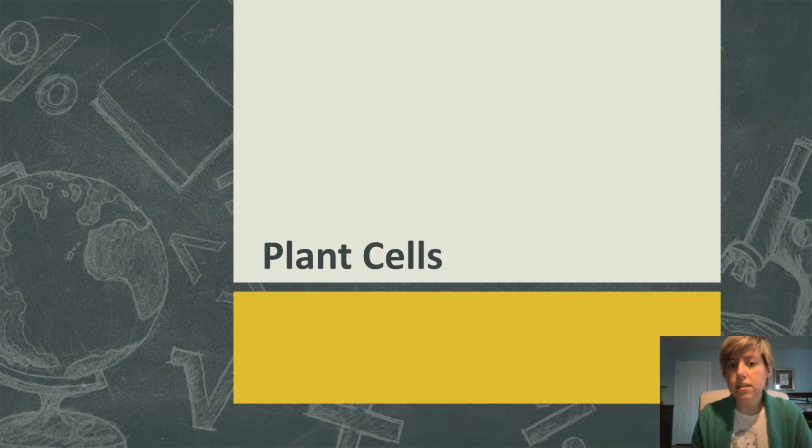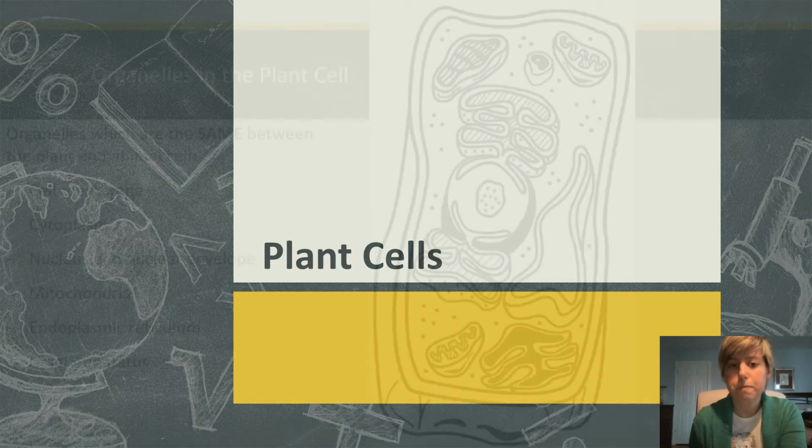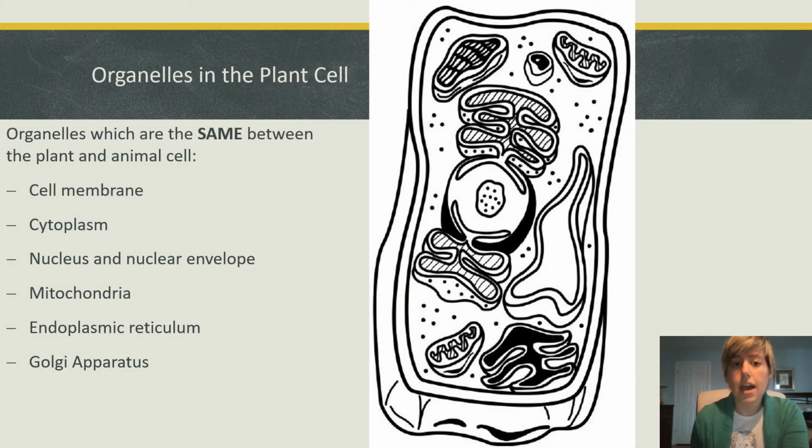Now, what we're going to do is look at the organelles that we find in the plant cell. A lot of the organelles that you have in the animal cell are found in the plant cells. There are only about 3 key differences, which we're going to be going through. So if we're looking at our plant cell, there are a lot of organelles that are the same. So first and foremost, our cell membrane.